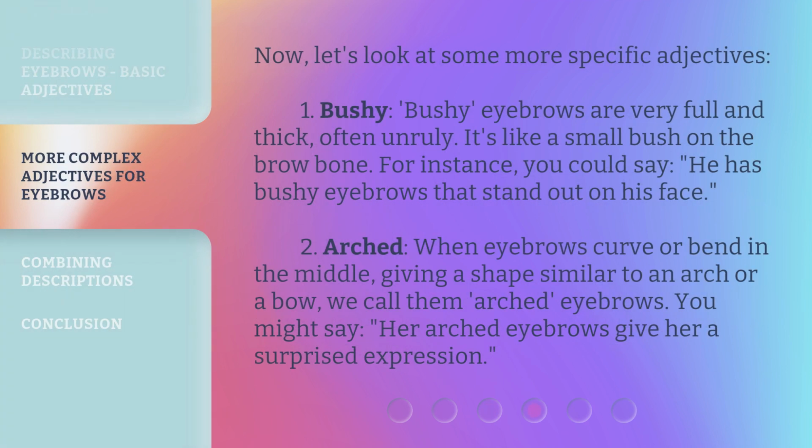Now, let's look at some more specific adjectives. 1. Bushy. Bushy eyebrows are very full and thick, often unruly. It's like a small bush on the brow bone. For instance, you could say, he has bushy eyebrows that stand out on his face.